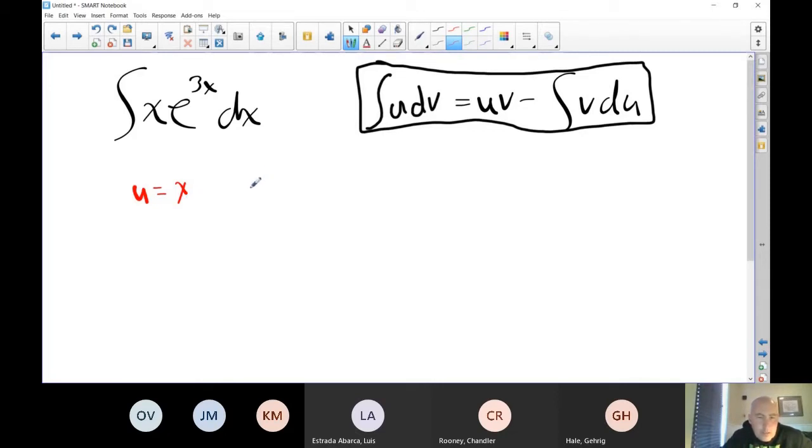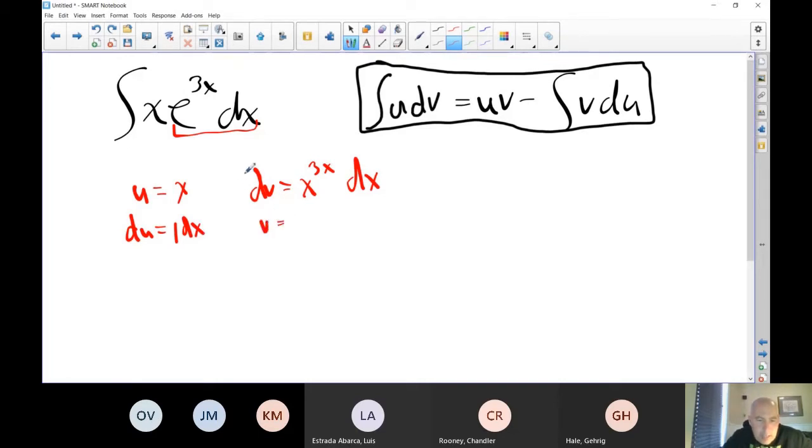So u equals x. I'm going to go dv. So dv's got to be everything else. So I've accounted for the x. dv is going to have to be e to the 3x dx. du is going to just be 1 multiplied by dx, so just dx.